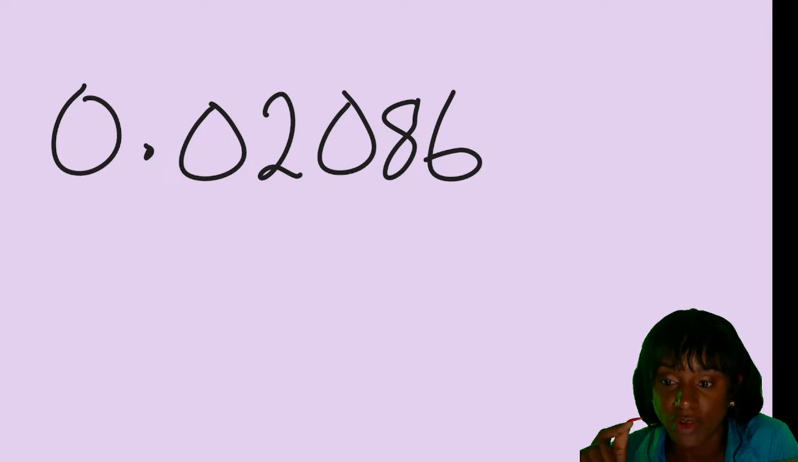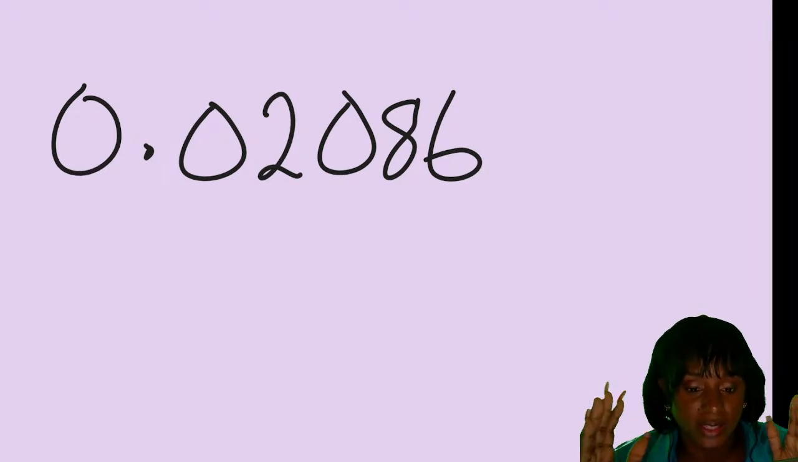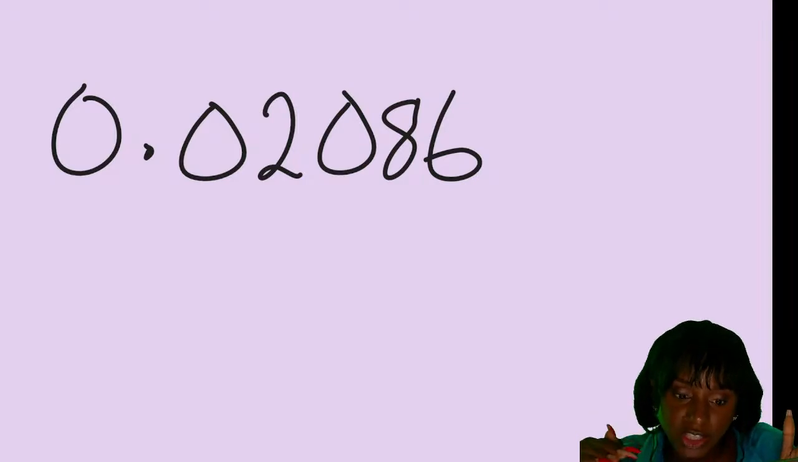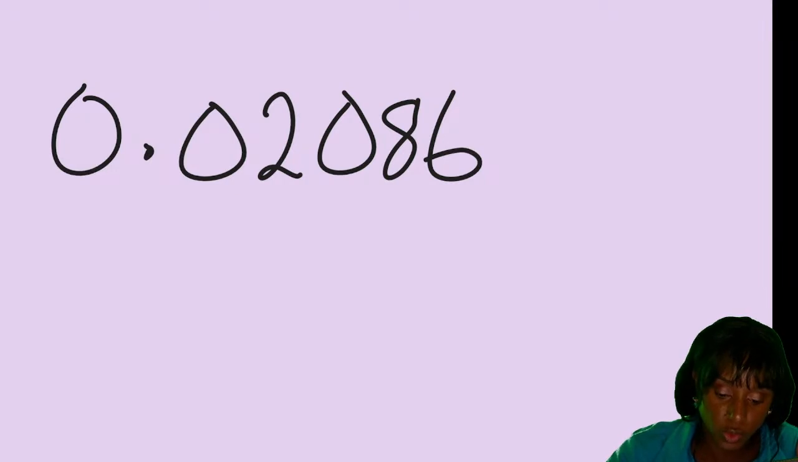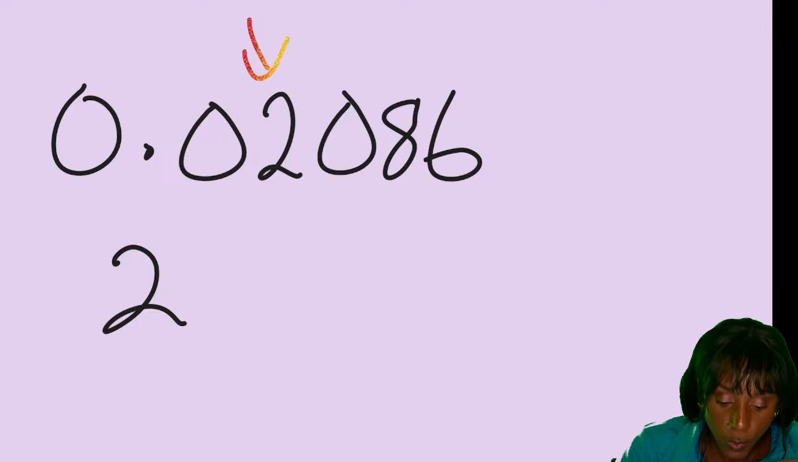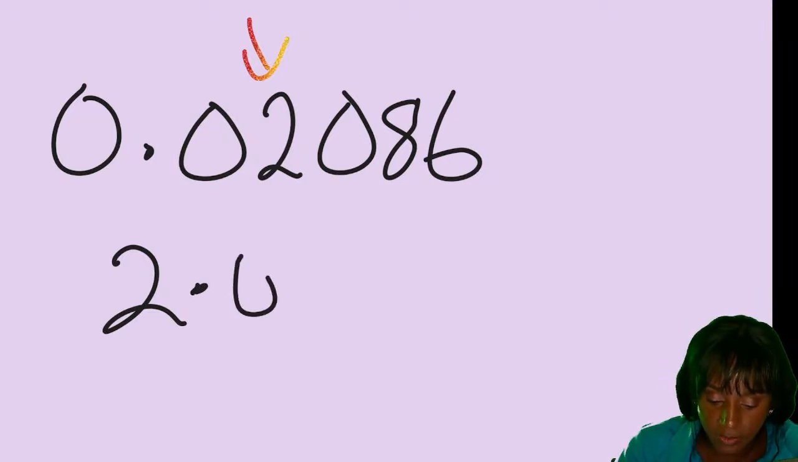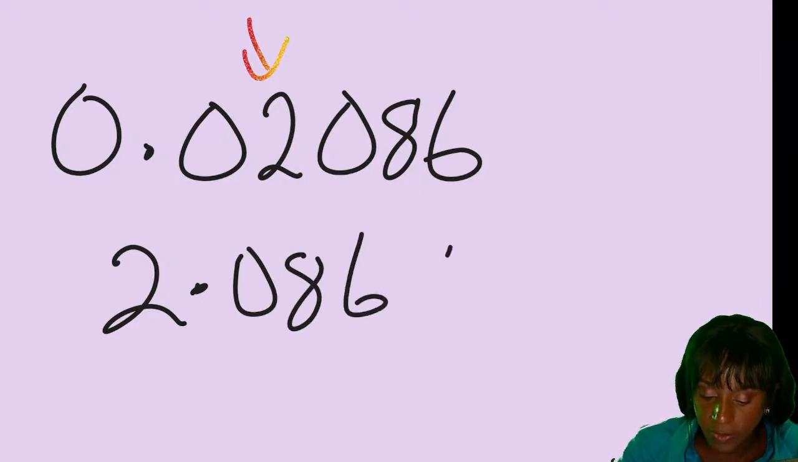0.02086. We are asked to write this in standard notation. The first thing you want to do is identify the first digit in the number which is greater than 0, and that would be our digit 2. So what you're going to do is rewrite this number with the decimal point after this first significant figure. Then you multiply by 10.